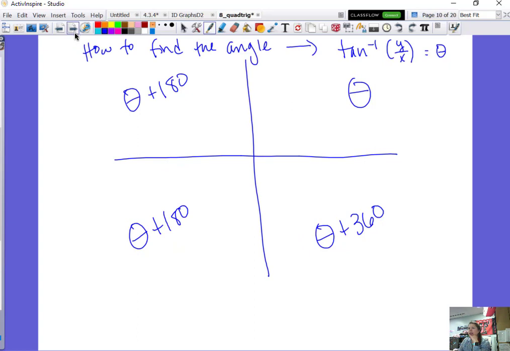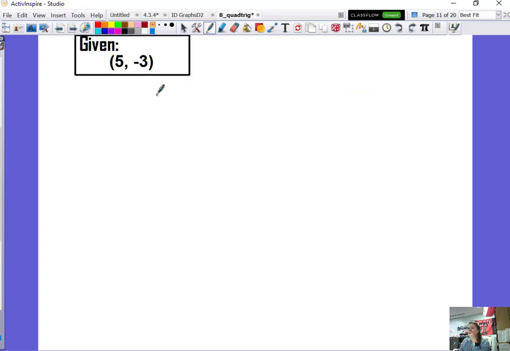We're going to talk about points when they're not on the unit circle. What do we do when it's not on the unit circle? Because we built this thing called the unit circle, but it doesn't do anything for us if the radius of the circle is not 1.